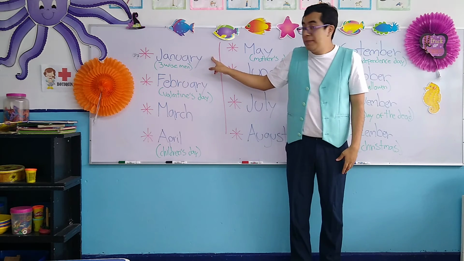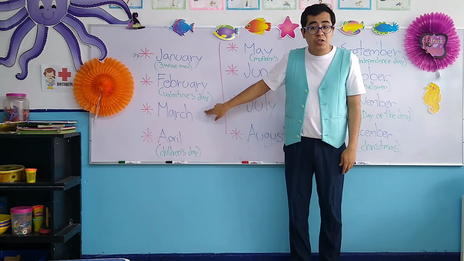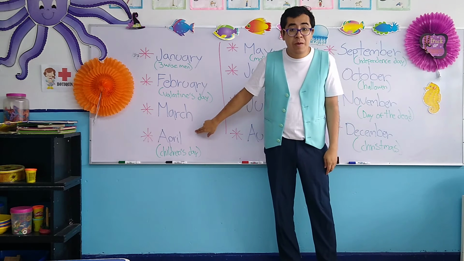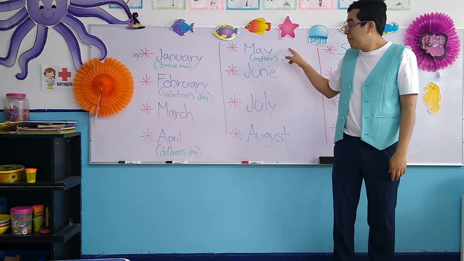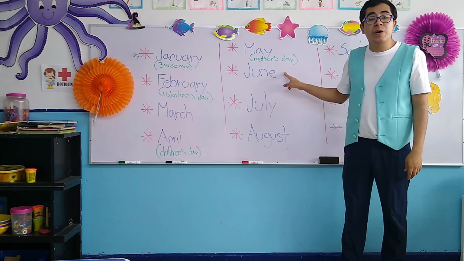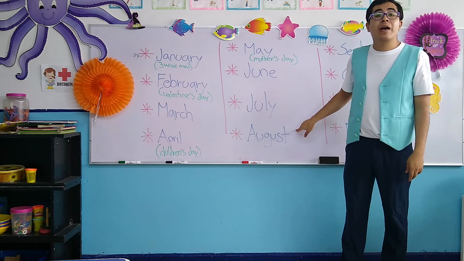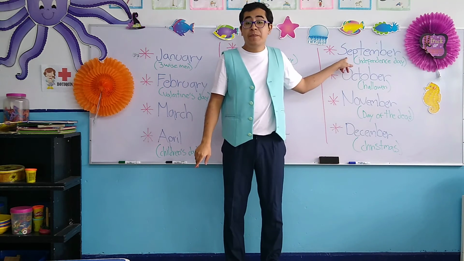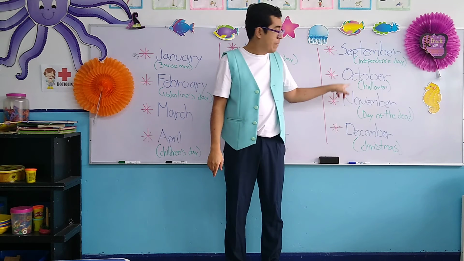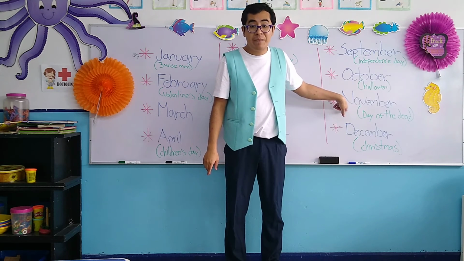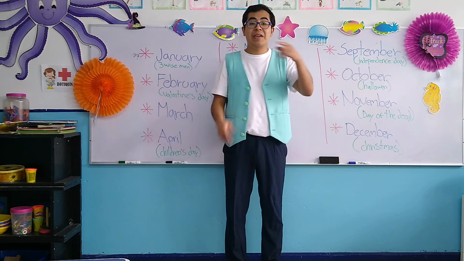January, enero. February, febrero. March, marzo. April, abril. May, mayo. June, junio. July, julio. August, agosto. September, septiembre. October, octubre. November, noviembre. December, diciembre. Okay? Excellent, my children.